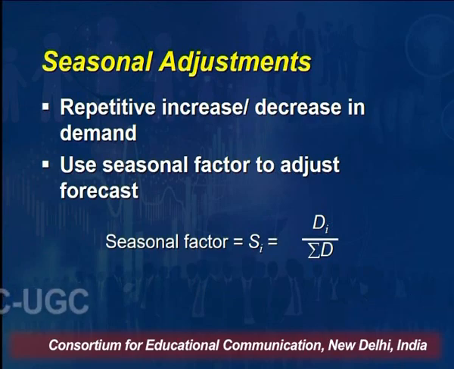So as I said, there are seasons, there are summer seasons, winter seasons, then there are festival seasons. So in any country there are seasons with respect to the weather, with respect to the climate. Then there are seasons with respect to certain festivals. For example, if you talk about a country like India, there are festivals, there are marriage seasons, so the demand increases all of a sudden in such kind of festivals. So therefore you can also incorporate a seasonal factor, which is di upon sigma d.